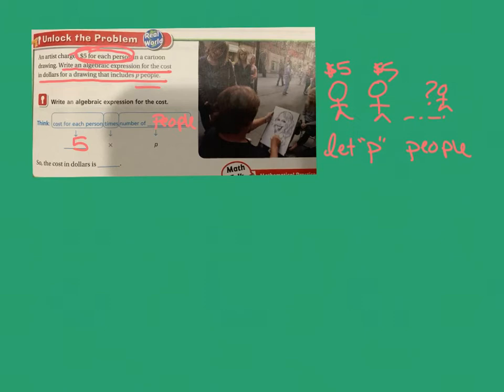$5 for every person, $5 for one person, $5 for another person, $5 again, $5 again. It's a repeated addition, multiplication, right? So the expression I would write is 5 times p.